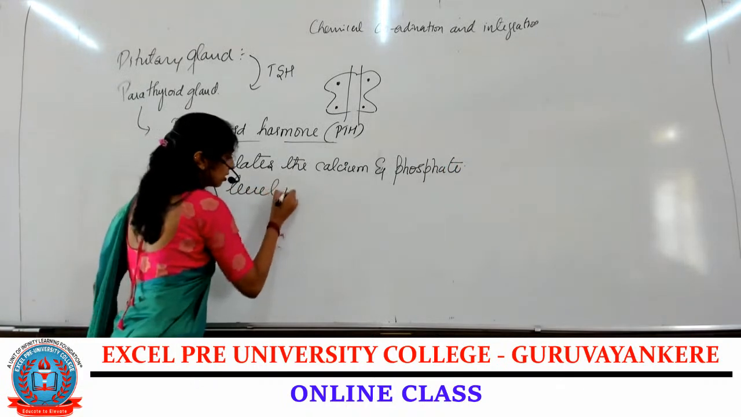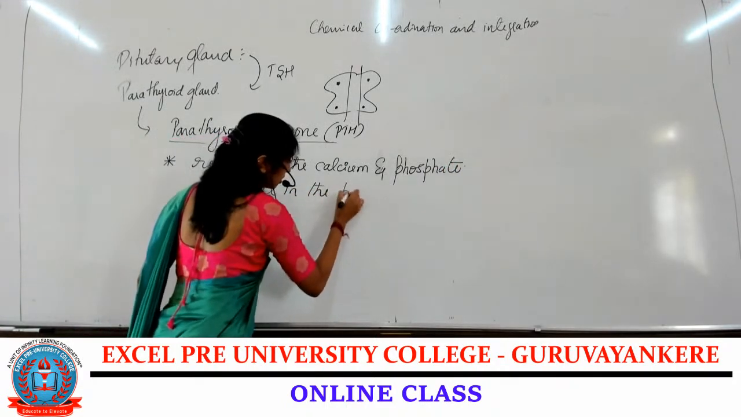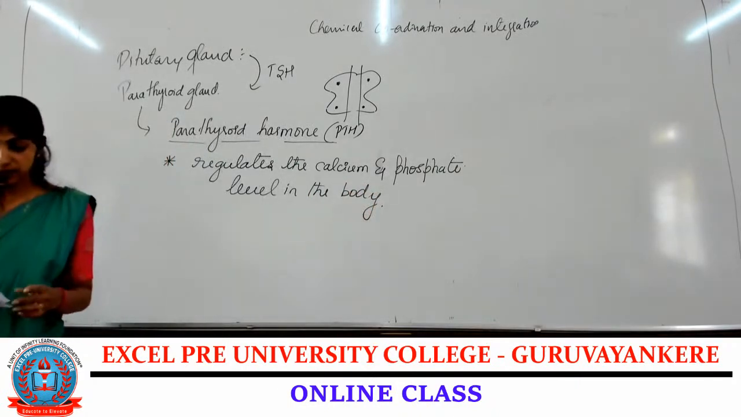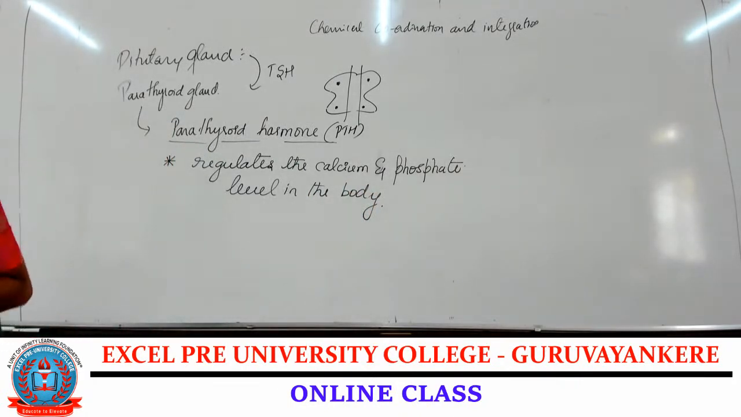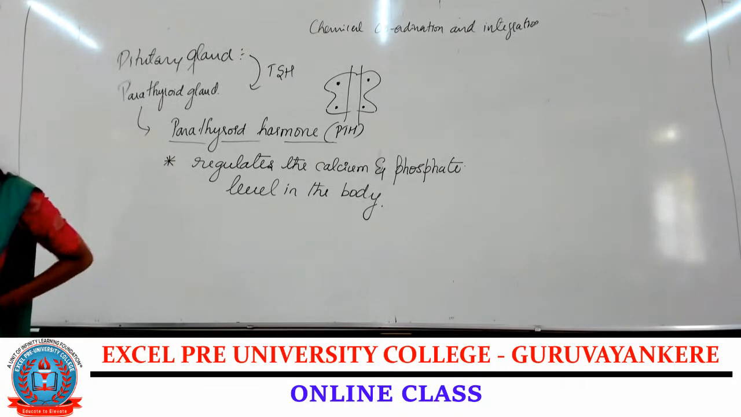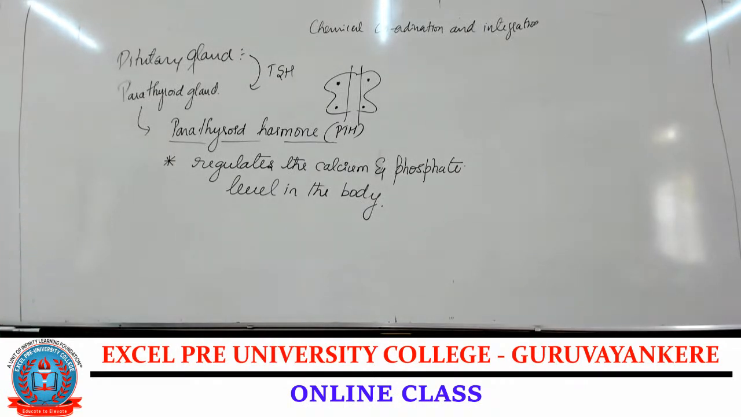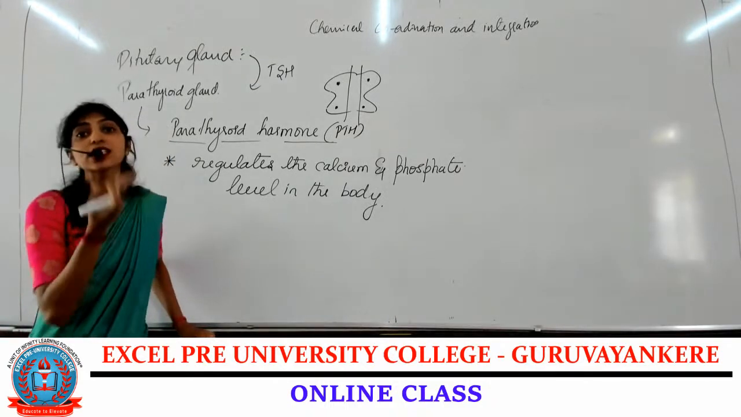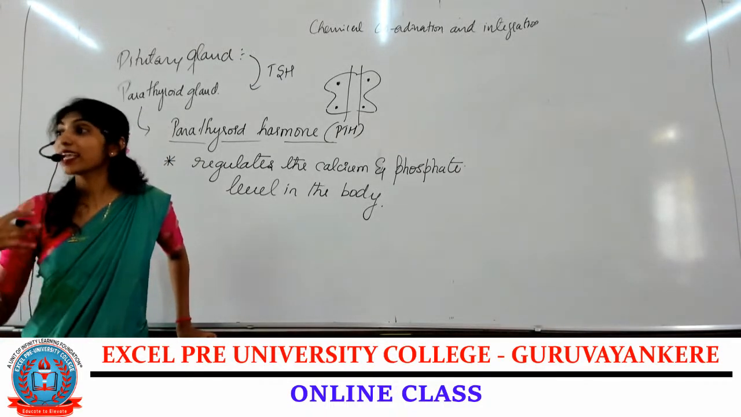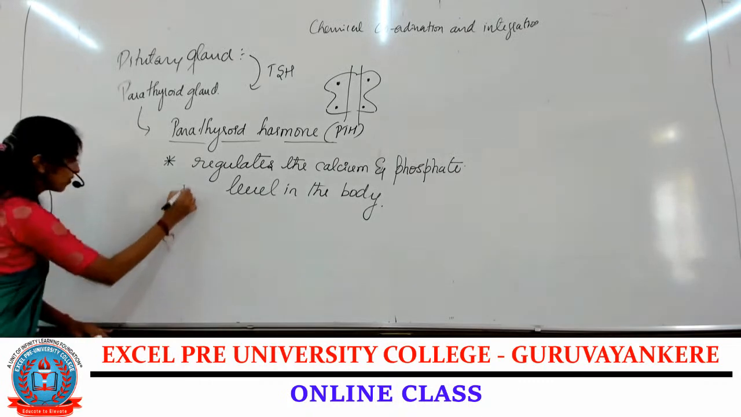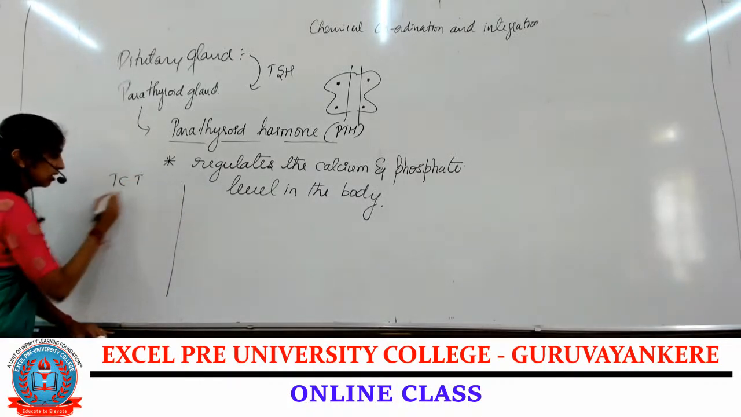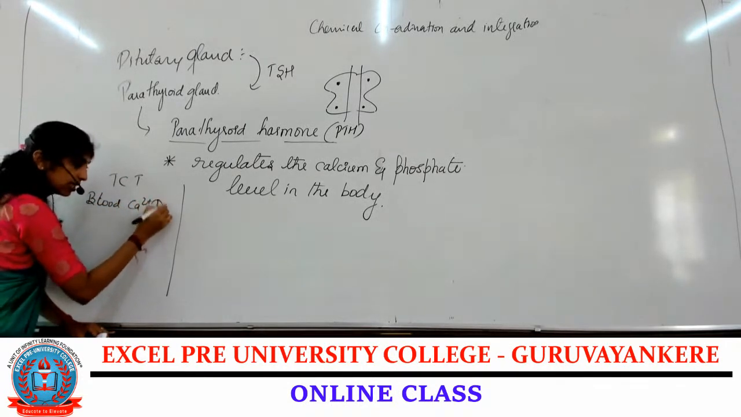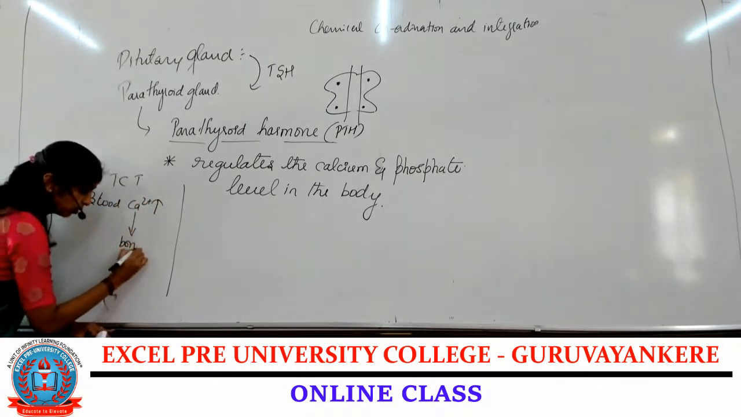Level in the body. Repeat. Parathyroid hormone mainly regulates the calcium and phosphate level in the body. It has an antagonistic, or opposite, function to thyrocalcitonin. Now, what was the function of thyrocalcitonin in the blood? If the calcium increases, it deposits it into bone.